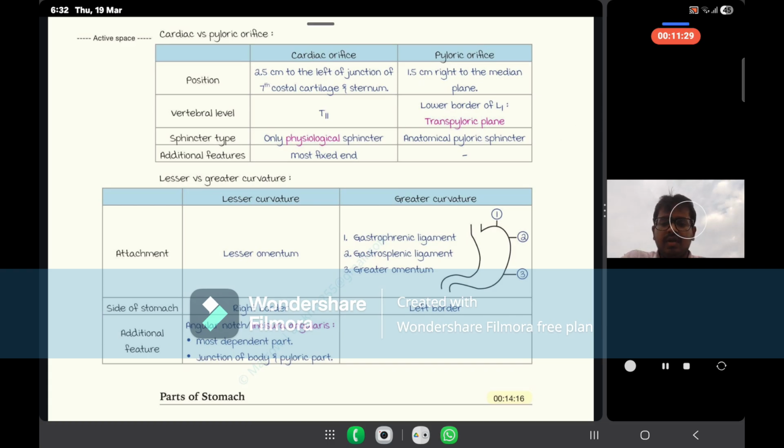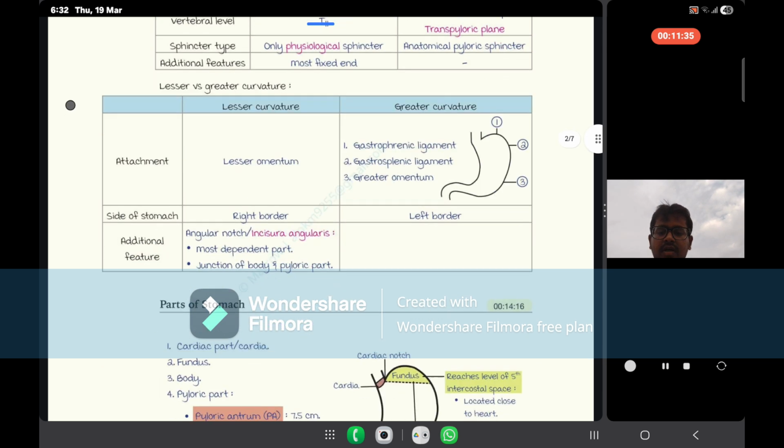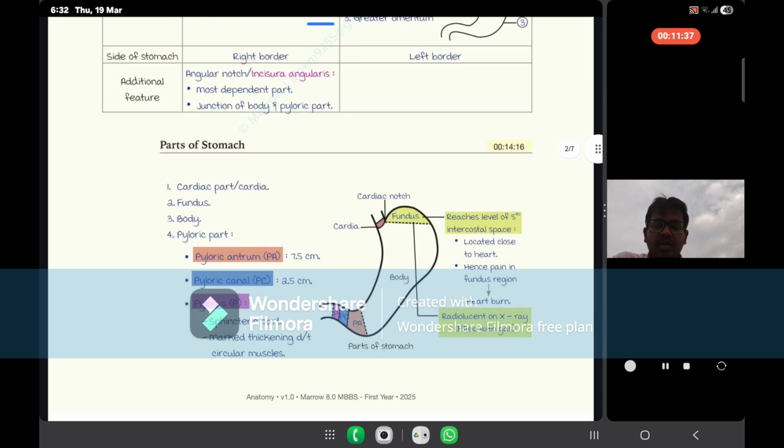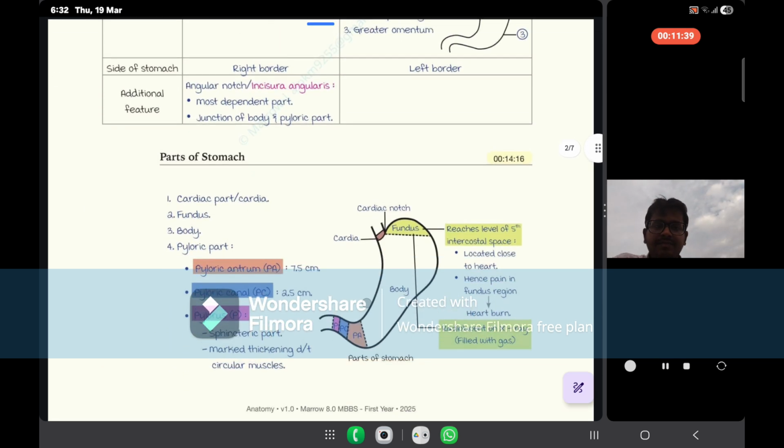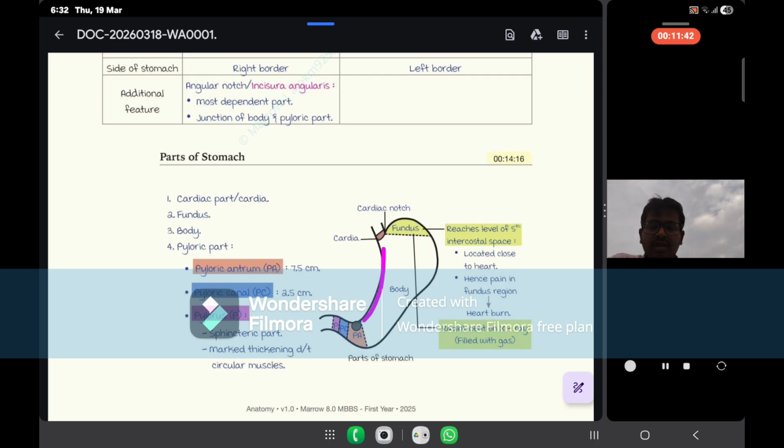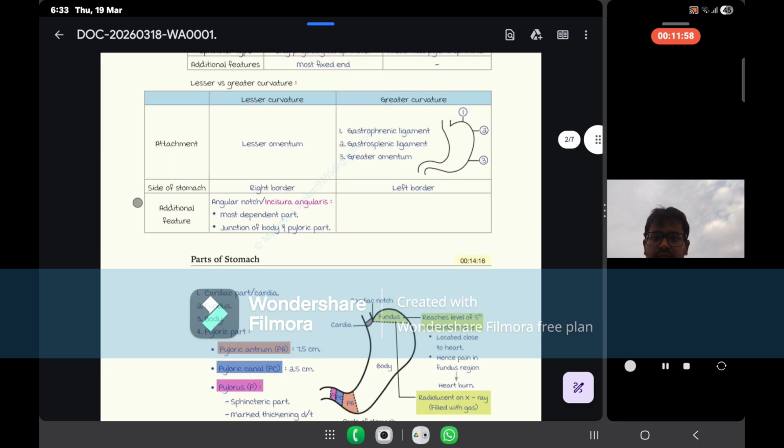and the junction of body and pyloric part. If we study it later, we see that it is the junction of the body and the pyloric part. This is the pyloric part, and this is the junction of the body. Understanding?